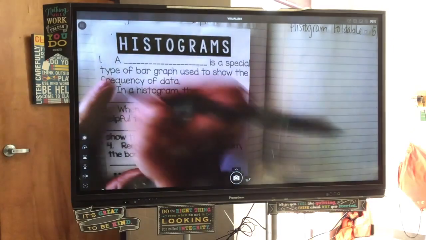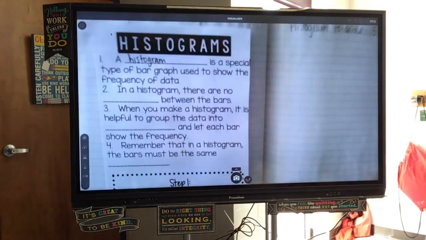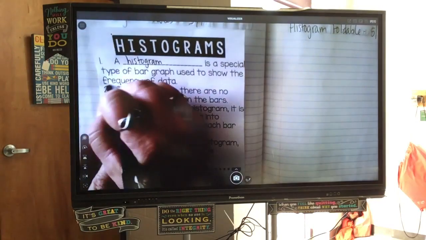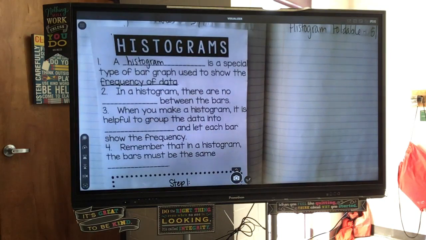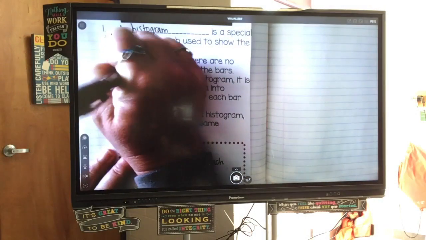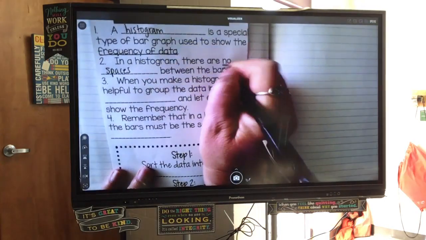Alright, so a histogram is a special type of bar graph used to show the frequency of data. So the biggest difference between a bar graph and a histogram is a bar graph represents one number or one thing, and a histogram is a range. And you'll see the difference as we go through today. In the histogram, there are no spaces between the bars. When you make a histogram, make sure you have no underline.